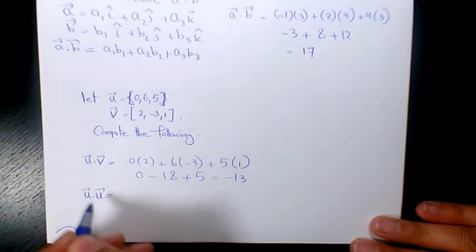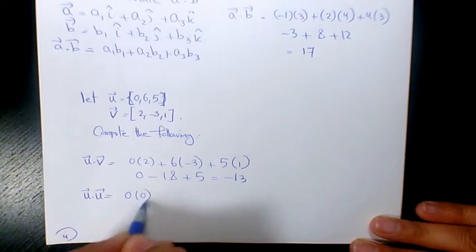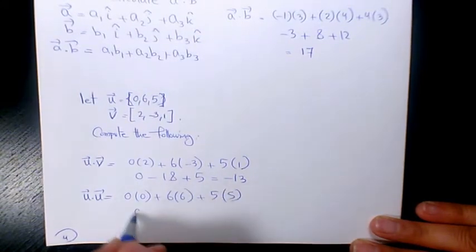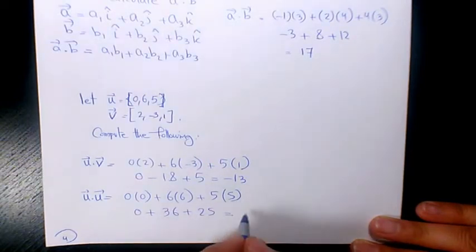Next one is dot product of U and U. It's going to be 0 times 0 plus 6 times 6 plus 5 times 5. So it's going to be 0 plus 36 plus 25. That will be 61.